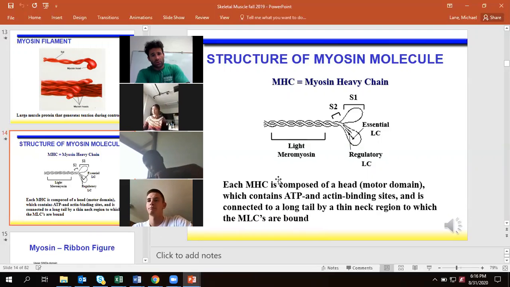Now think of the essential and regulatory light chain as putting in, instead of normal gas, ultra premium gas. Now the ultra premium gas is going to give you a little bit more horsepower. It's going to give you a little bit more performance, but it's not going to make up the difference between having the smaller engine to the larger engine when it comes to sheer horsepower. Does that make sense to you guys?